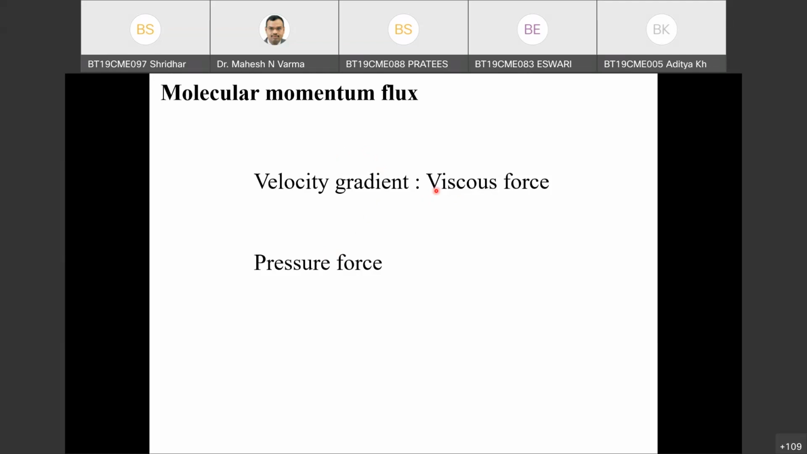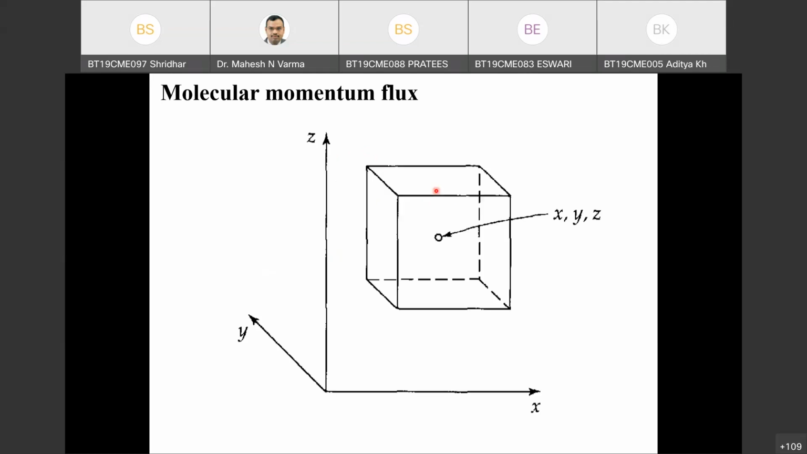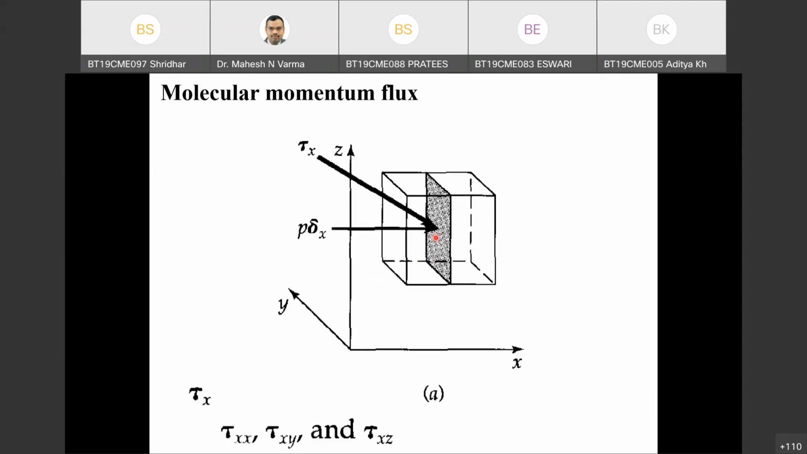So for this, you just consider this cubical element in xyz directions, and just consider this point xyz. This is the x direction, this is the y direction, this is the z direction. This is the elemental volume of the fluid of delta x, delta y, delta z, and this is the center point of the fluid, xyz. You draw a plane perpendicular to the x direction. So tau x is a momentum flux in the x direction. Tau x represents momentum flux in the x direction because of viscous forces.